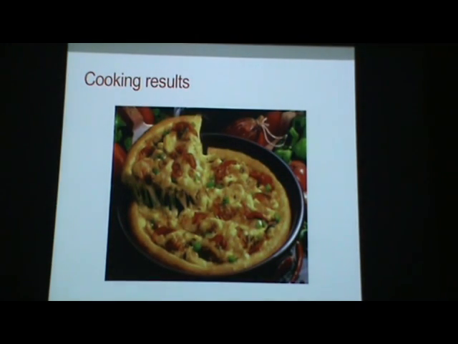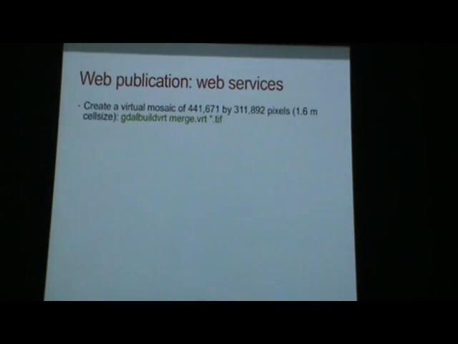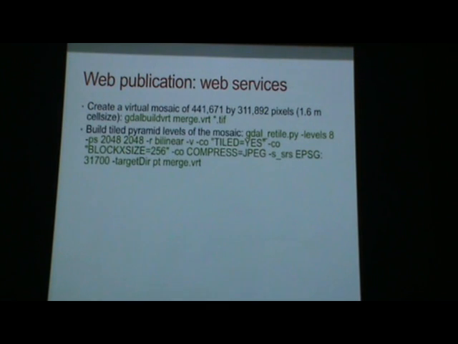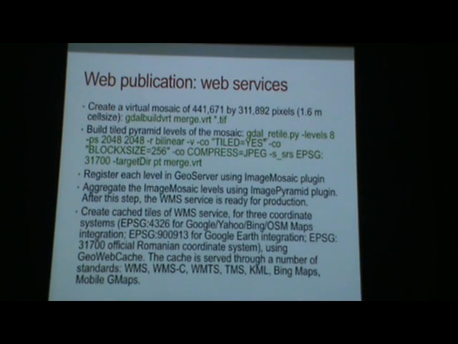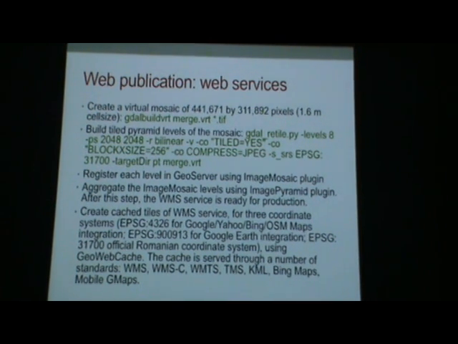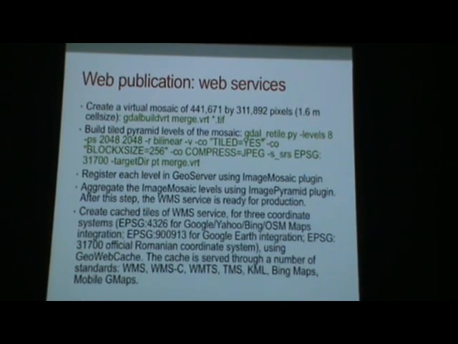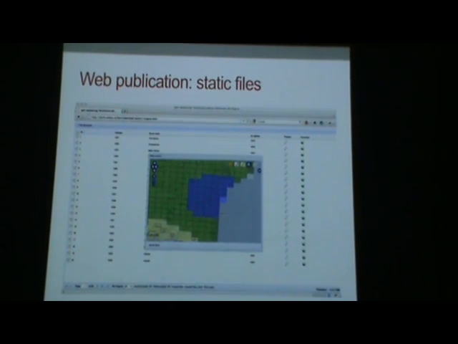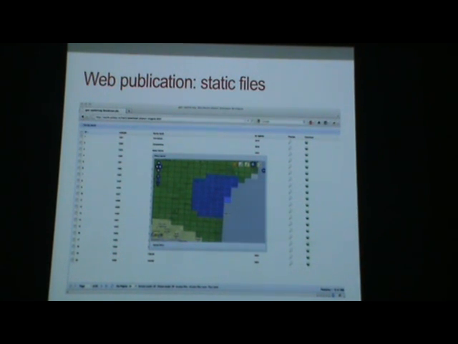Okay, let's see what we did with the maps. We created these web services. Again, the example is for the Untitled Chapter, but we have more of that. So those were the steps to publish the web services. We created a mosaic, almost 500,000 by 300,000 pixels in size, and created web services using GeoServer and so on. Whoever is interested in downloading the GeoTIFF files can use this easy-to-use interface.